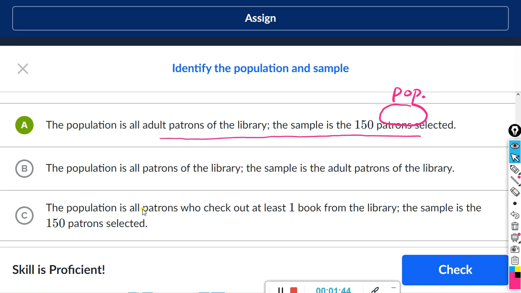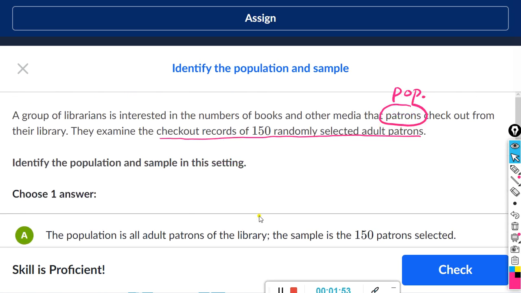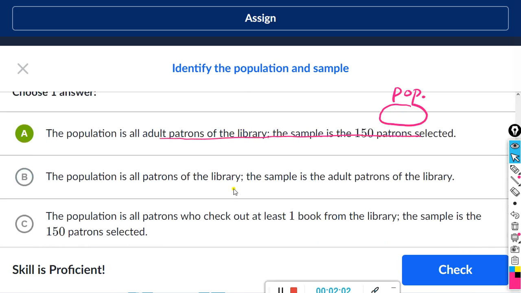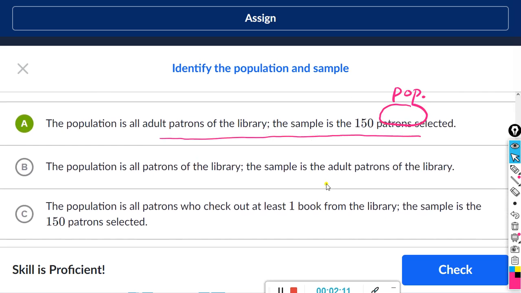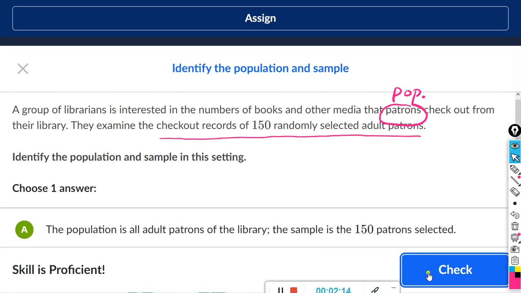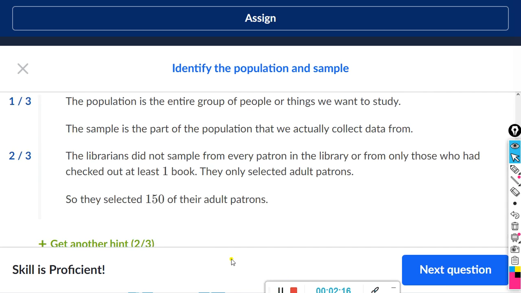Actually, answer C might be correct. The population is all patrons who check out at least one book. The sample is the 150 patrons selected. That's almost the same as A. Let me see. Number of books and other media that patrons check out. Okay. C says at least one book, but the write-up says number of books and other media. Okay, so you can't say at least one book. I'm going to go with A. So it says, the librarians did not sample from every patron or from only those who had checked out at least one book. They only selected adult patrons.